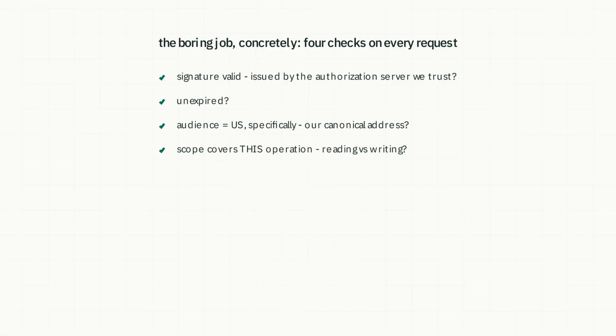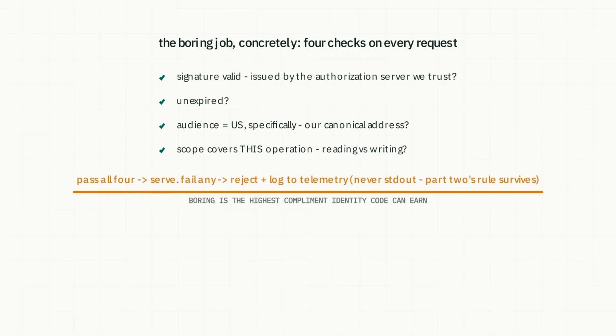Fail anyone, reject with the appropriate unauthorized or forbidden response and log it to your telemetry, not your stdout. Part 2's rule survives contact with security. Four checks, deterministic, no cleverness. Boring is the highest compliment identity code can earn.